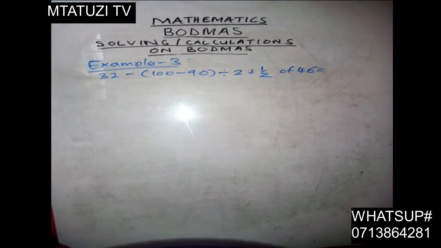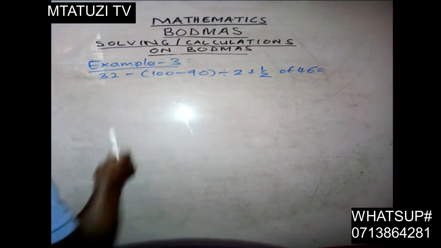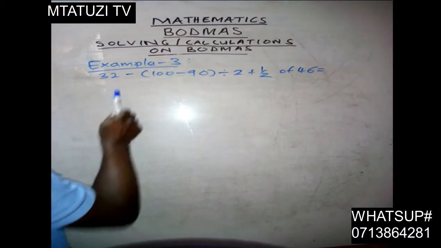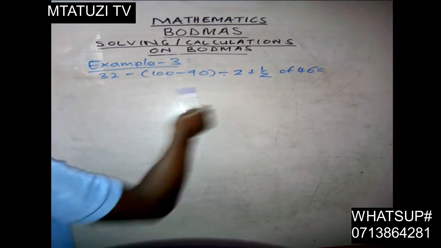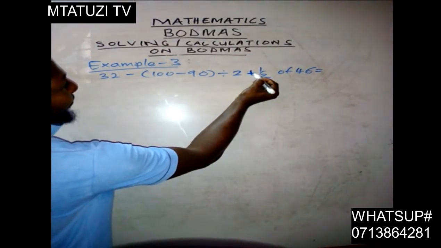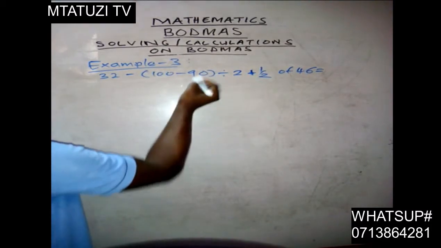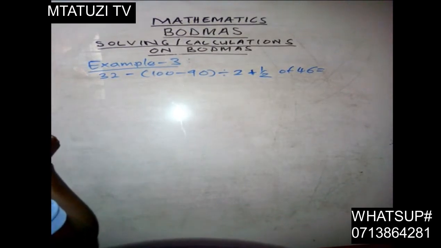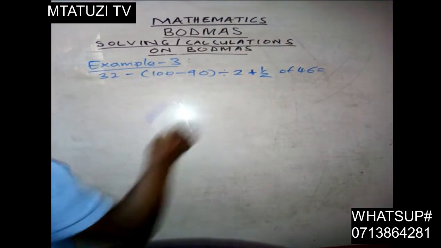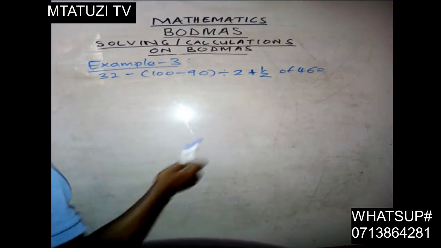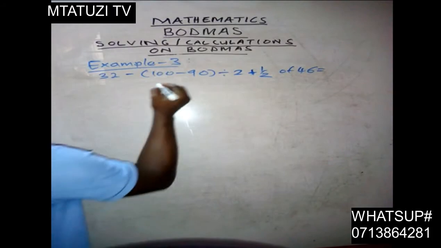Okay, now let us continue with question number 3. I have given there example number 3, which says to solve this by using Bodmas. When you look at the question itself, it tells you that you have to apply the rule of Bodmas in order to solve it. So there is more than one operation here. Now, let us start solving.